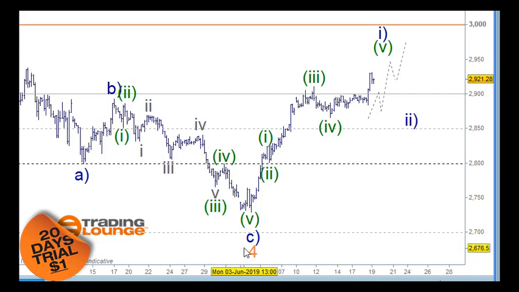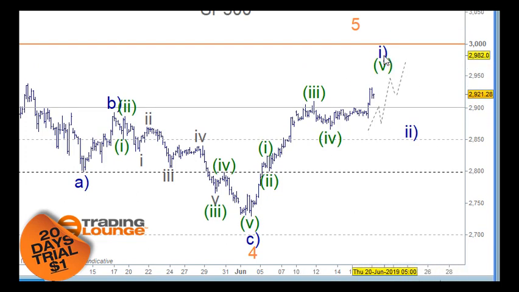So from this wave 4 low here, we're looking at this as wave 1 and 2 and 3 here and 4 here, and then we're looking for wave 5 to the upside. We were looking at this being wave 1 here, and then coming back after wave 1 for a corrective move for wave 2, and then up for wave 3 here.